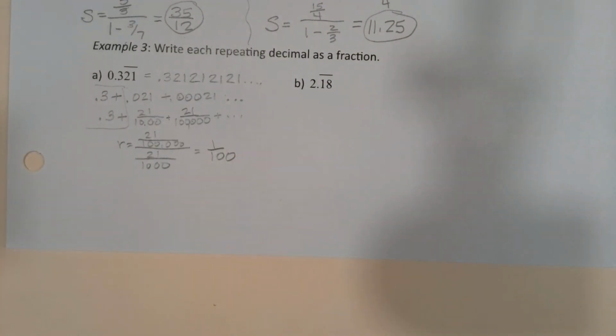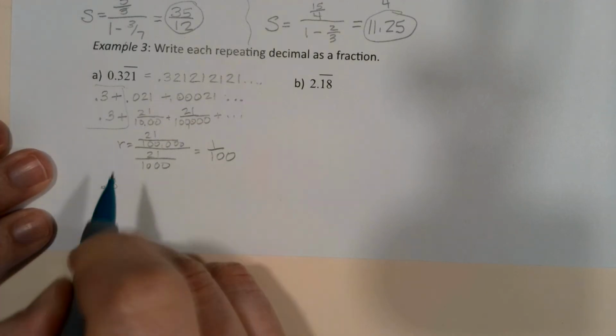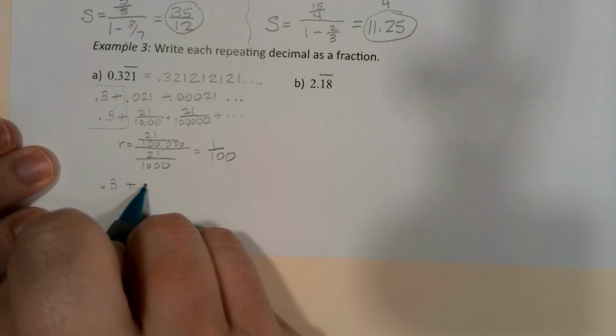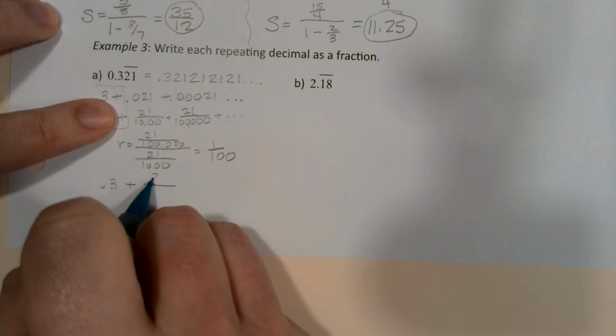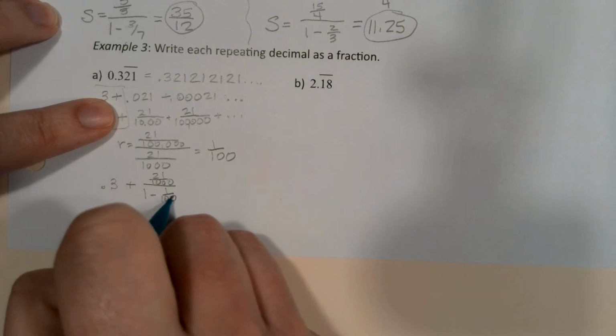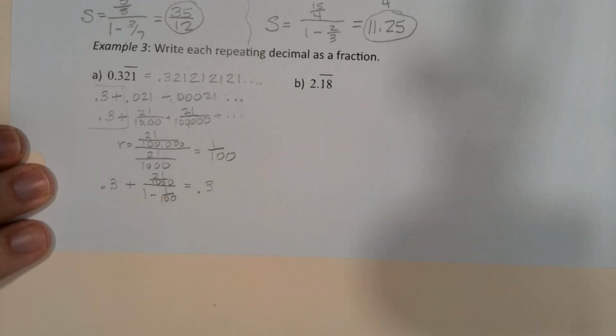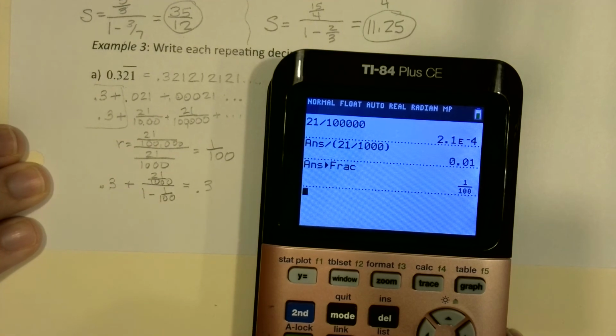Okay, so we can turn this into the sum of this geometric series. We're going to take the 0.3, because it's not related to my geometric series, plus the sum, which is the first term, 21 over 1,000, over 1 minus my common ratio of 1 over 100. So this is 0.3 plus the sum, 21 over 1,000 divided by 1 minus 1 over 100.